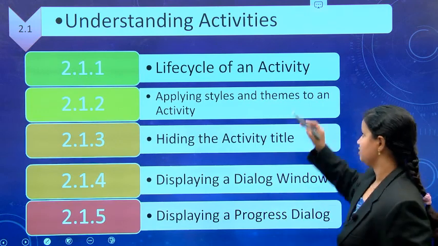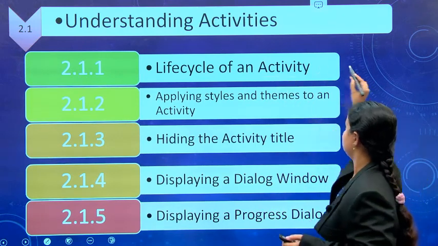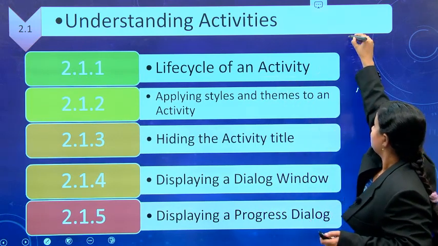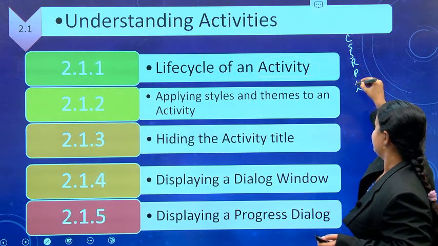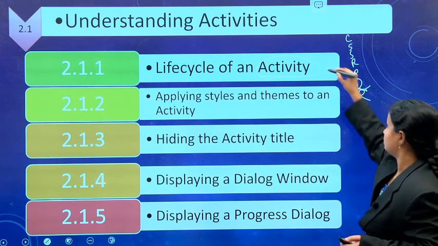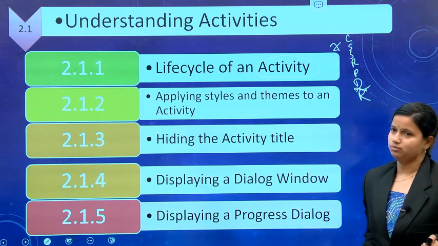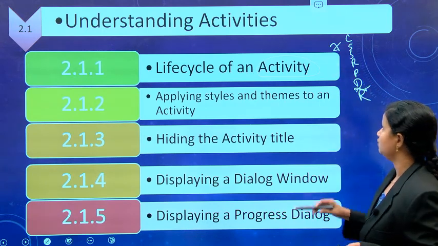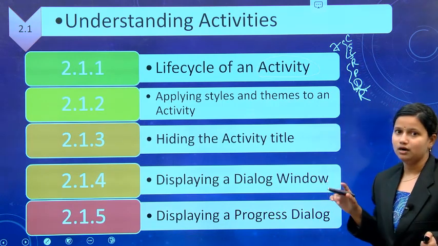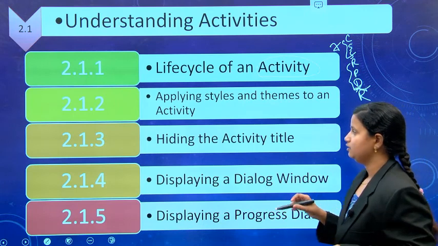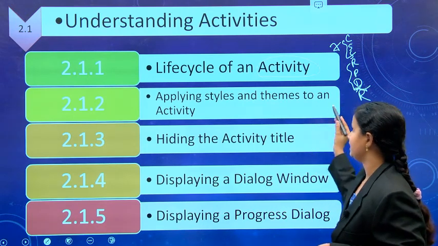The first concept, the life cycle of an activity, is to be completed. It has create, start, stop, resume, pause, destroy, restart. So, totally 7 different methods are presented in your life cycle. How these 7 different methods are invoked, and in which situation they are invoked, will be discussed in 2.1.1. Applying styles and themes.